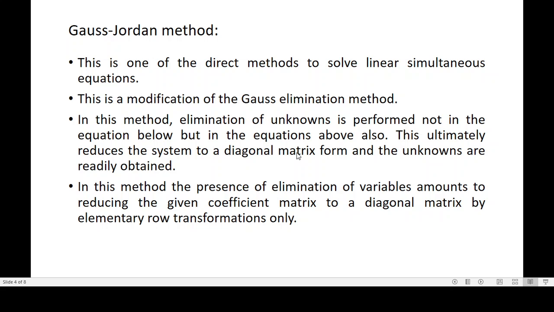Now, what is a diagonal matrix? A diagonal matrix is a square matrix where, except the diagonal elements, all other elements are 0.